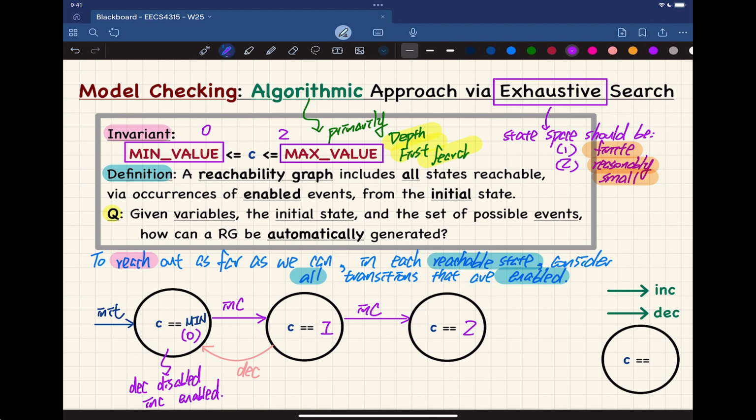And by the way, the 2 here is really the maximum that we are assuming, right? And this will be the new reachable state. Can we reach further? No, we cannot, right? Because here we cannot really do increments anymore. We already reached the maximum. But we can do decrement just to go back.